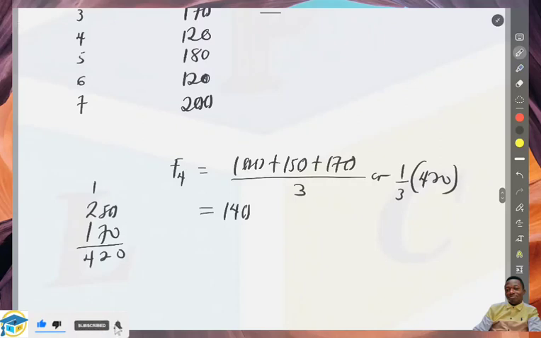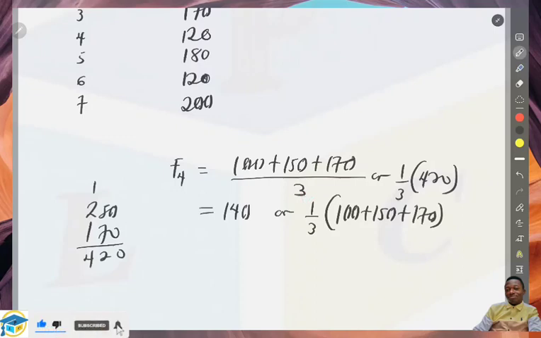But what I'm trying to put across here is that we can still have this as 1 over 3, saying 100 plus 150 plus 170. Okay, so here we can see some kind of pattern. Clearly you can see what is happening. We have 1 over 3 multiplying 100, at the same time multiplying 150, at the same time multiplying 170. And that is the same thing as adding all this and dividing by 3.